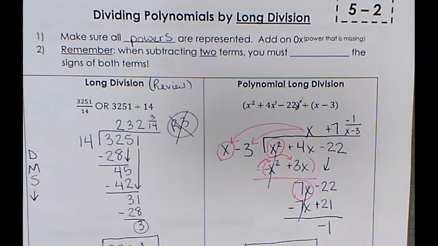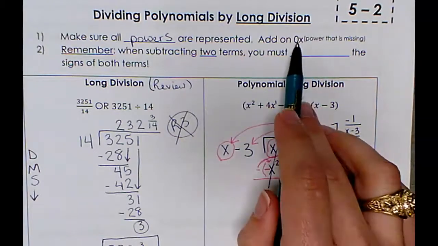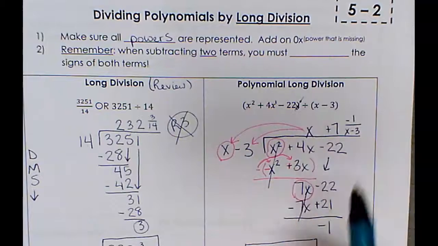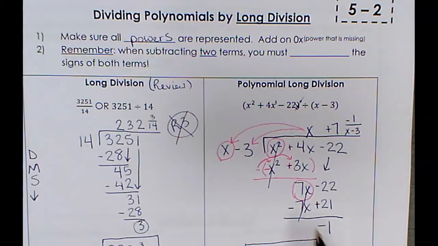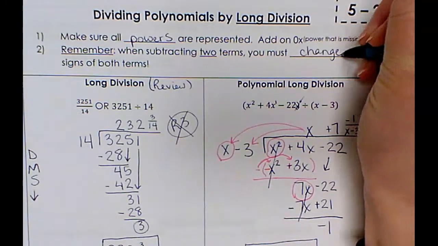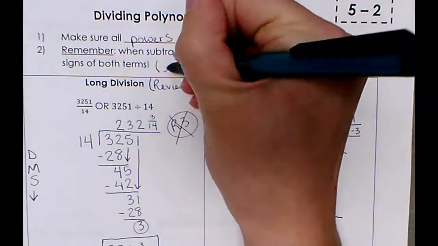So make sure that all powers are represented, and if you don't have a power represented, add on a 0x to the power of whatever's missing. Put that in its place. Also remember that when subtracting two terms, like here, subtracting x squared and minus 3x, you must change the signs of both terms, because you have to distribute the negative.